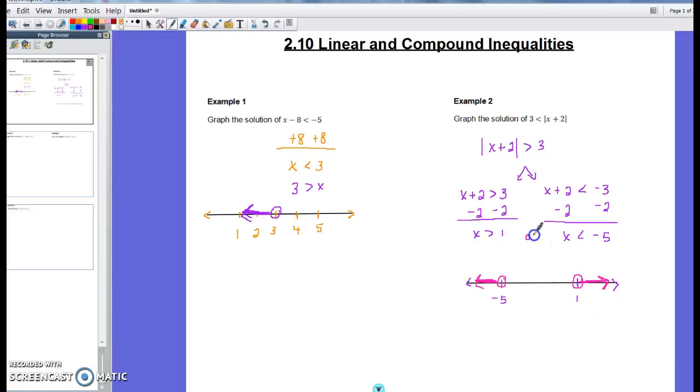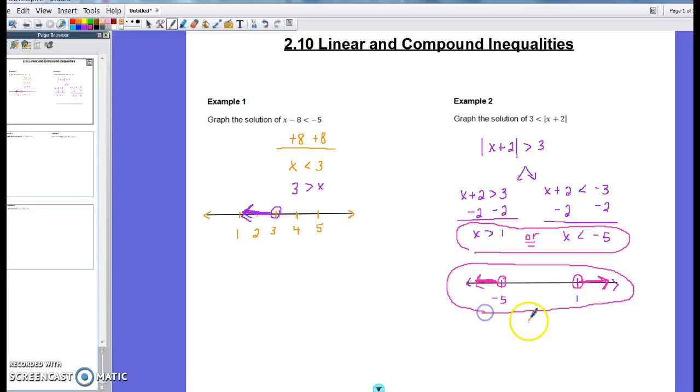That means my answer has an or in it, right? Because I can't satisfy both of these conditions at the same time. There are no numbers in the universe that are less than negative 5 and greater than 1 at the same time. So I have to have an or in my answer. So this whole thing is my answer, and this whole graph is my solution set when I graph it.